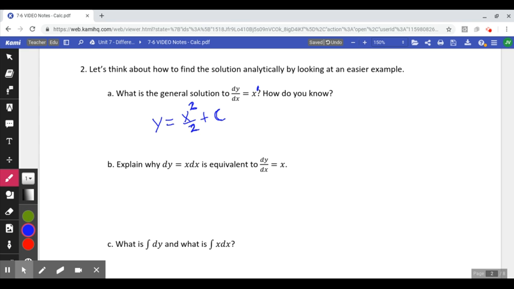Part B, it says, explain why dy is equal to x dx, or why that's equivalent to dy dx is equal to x. So let's take a look at this equation, and what we're going to do here is multiply each side by dx. So I'll try to do that over here by multiplying the right by dx and the left by dx. Notice how the dx's will cancel, leaving us with dy is equal to x dx. And that's why they're equivalent. That's just multiplying the equation on the left by the same thing as we multiply on the right. We're allowed to multiply by that differential dx.